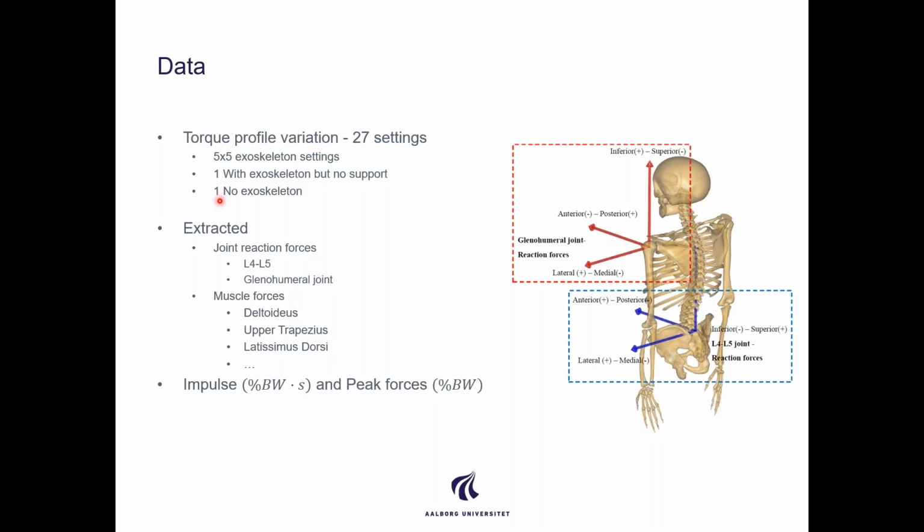We extracted a lot of joint reaction forces in the lower lumbar region of the spine, as well as glenohumeral joint reaction forces, and a lot of different muscle forces. And we normalized all the data to impulse and peak forces as a percentage of the body weight for each person.